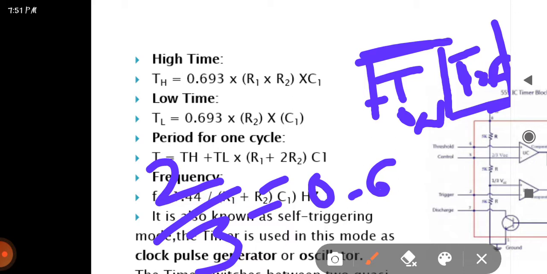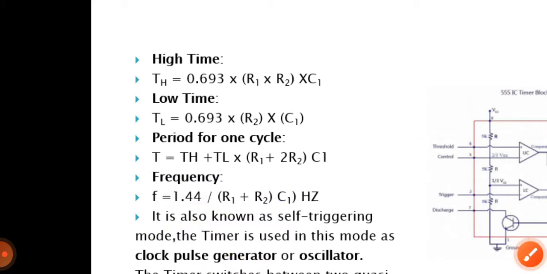2 by 3 of VCC, we can take that one, 0.693 of R1 into R2 into C1. Low time it is 0.693 into R2 into C1. Both you have to add it. Correct, add these two.